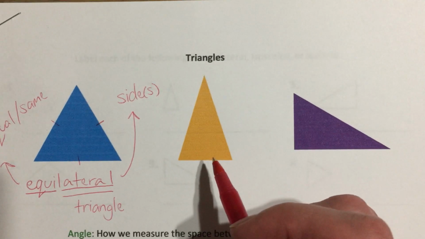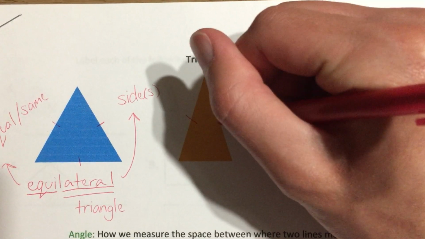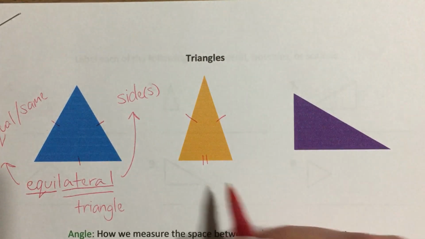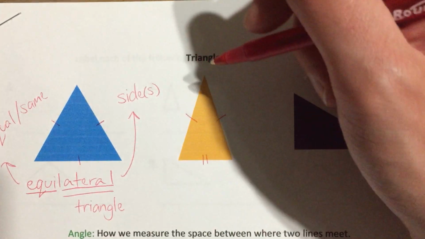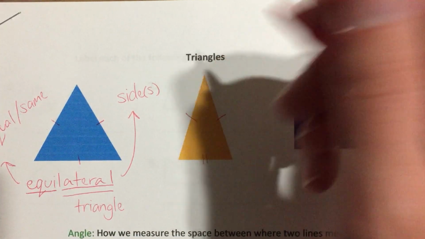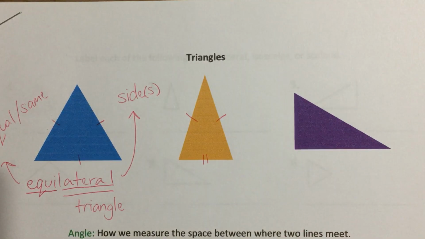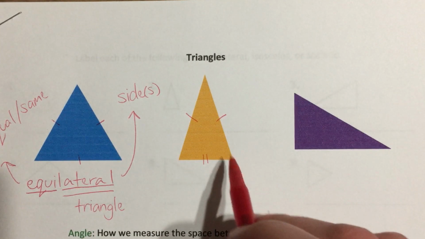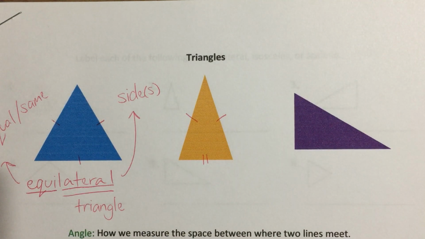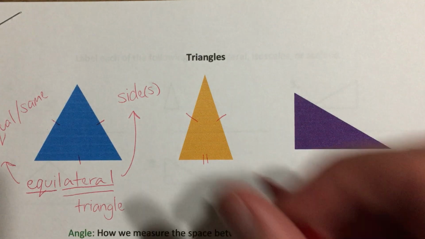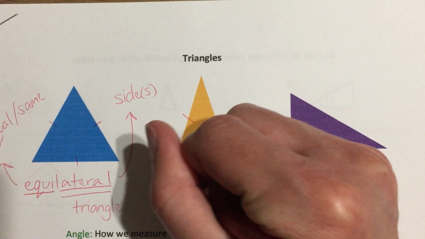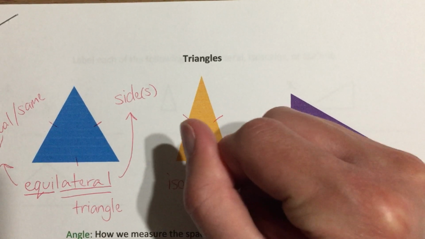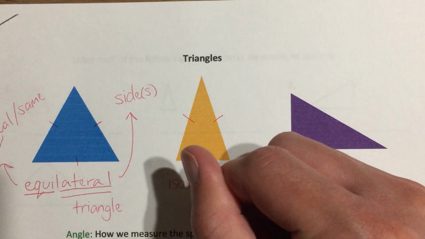We move to this guy in the middle here. This one has two that are the same length, and then this one down here is a different length. All triangles, obviously, tri meaning three, and angles or corners. Three sides. Only two of them are the same in this yellow one. This one has a special name, and I'm going to look down below because I always spell this one wrong. This is an isosceles triangle.